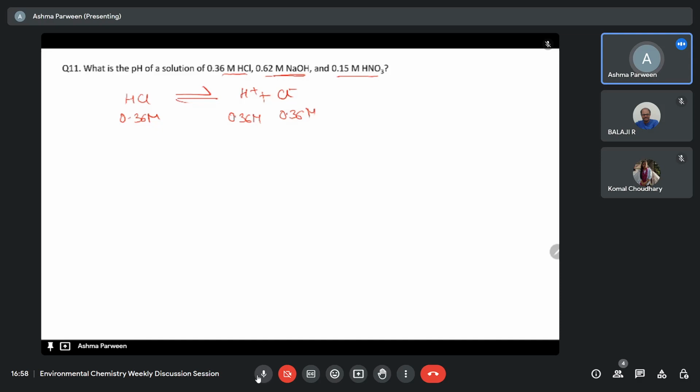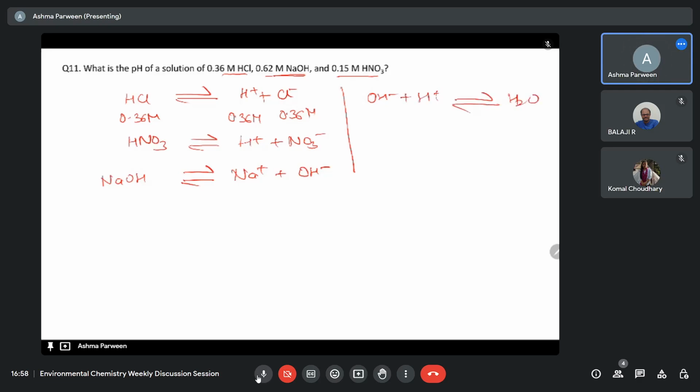So let's see how to solve this question. HCl and HNO3 will dissociate and give H plus along with the anion, and NaOH will dissociate and give sodium ion along with hydroxide ion. As we know, OH minus combines with H plus to form H2O. So we have some concentration of H plus and some concentration of OH minus.